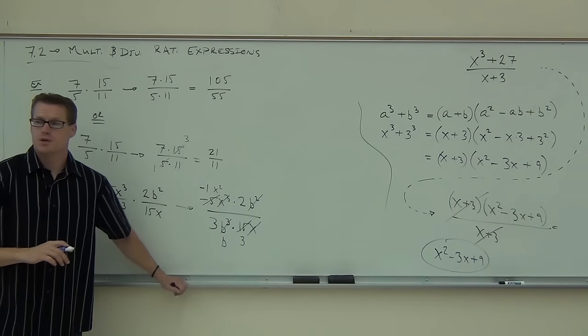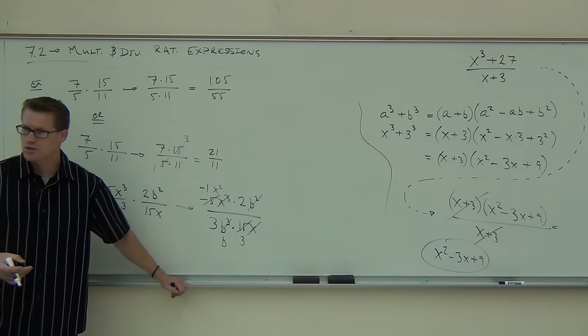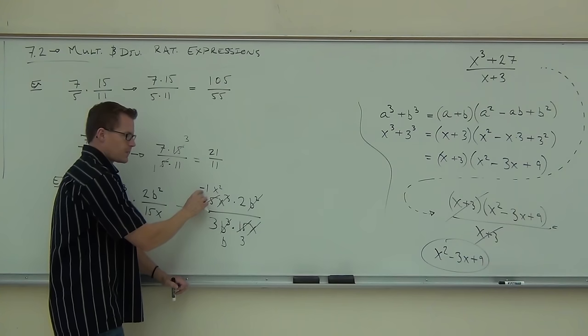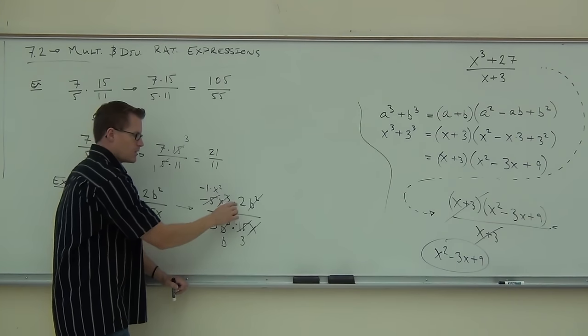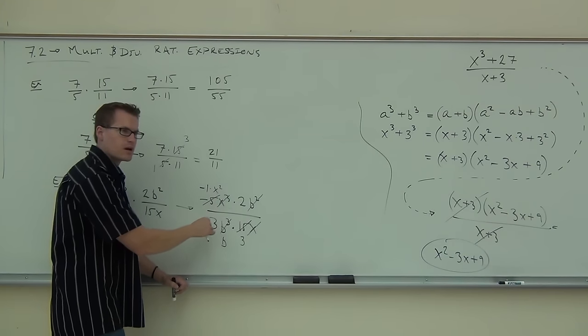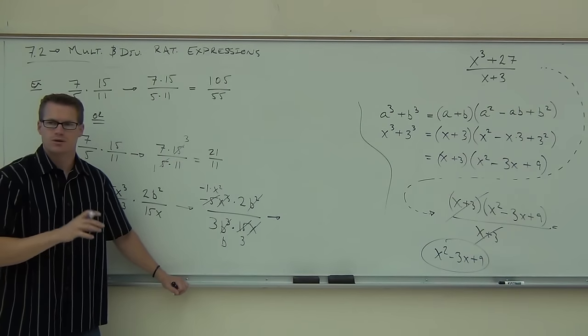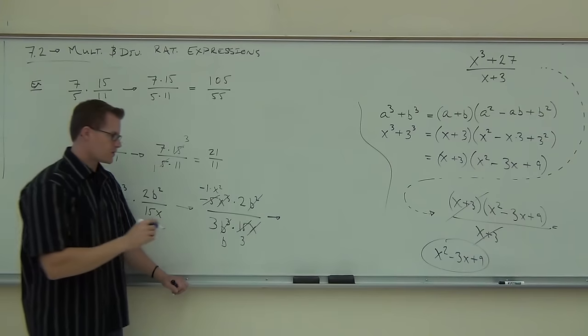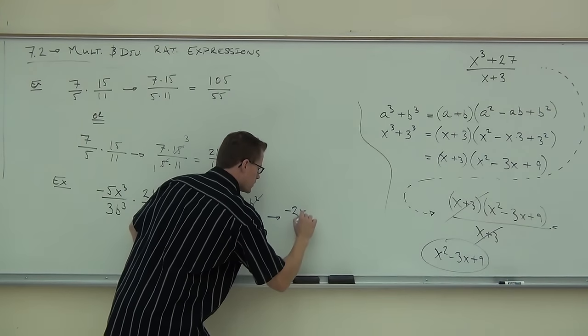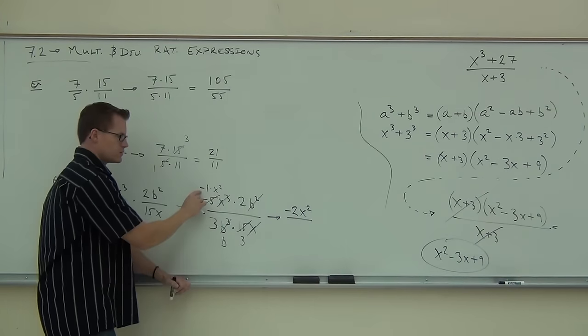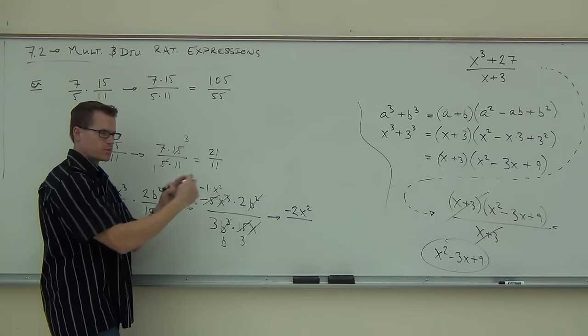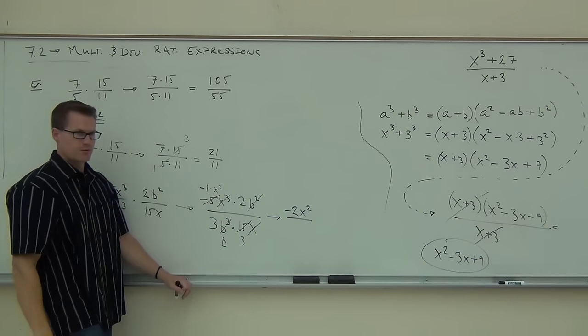We just have to be careful not to lose anything in translation here. So we notice we have a negative, we've got an x squared, and we have a 2. Don't forget about that 2. You didn't cross it out. It's still there, all right? Can you tell me how much I'm going to have on the numerator? Negative 2x squared. Great, perfect. That's exactly right. Negative 2x squared. It's all being multiplied. And on the denominator, how much do you get?